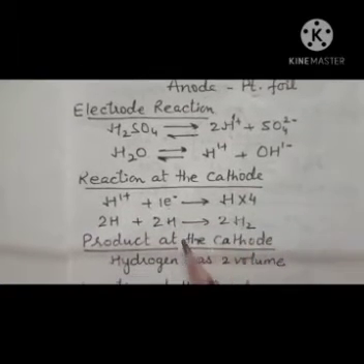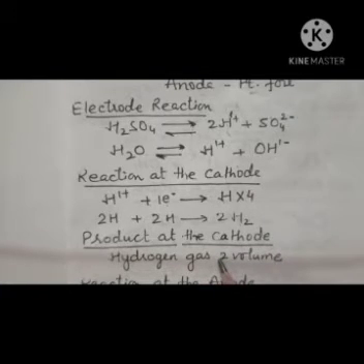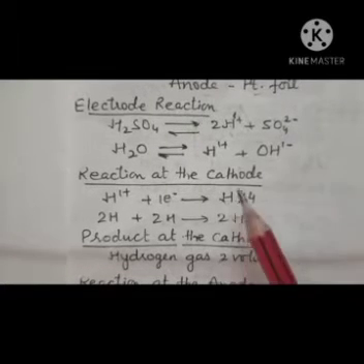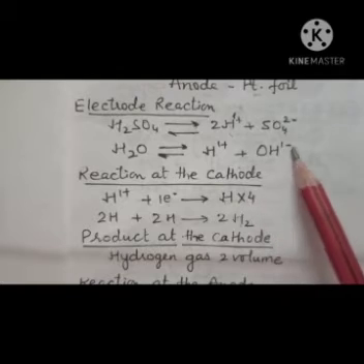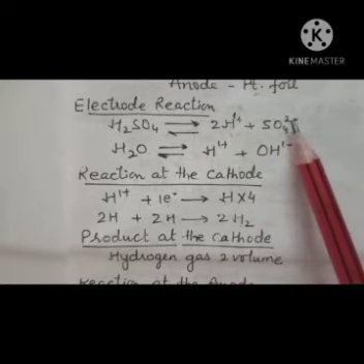Now, so what is your product at cathode? Hydrogen gas. 2 volume of hydrogen gas is produced at cathode. Next is your what? Reaction. Now you have 2 negative ions are there. Both will migrate towards the anode.